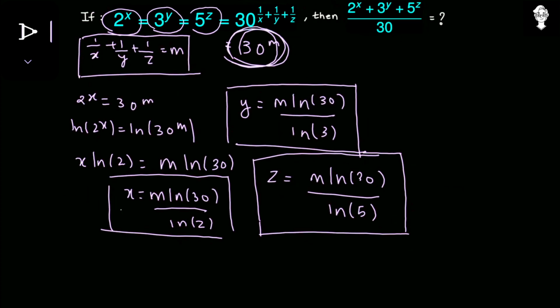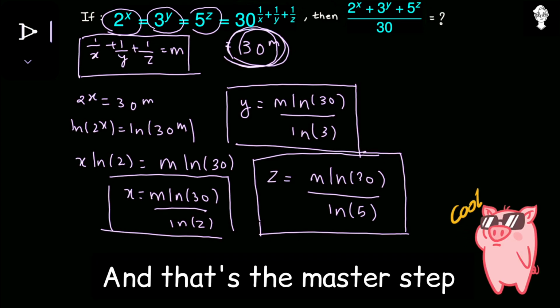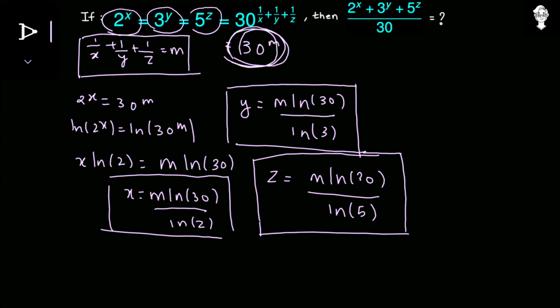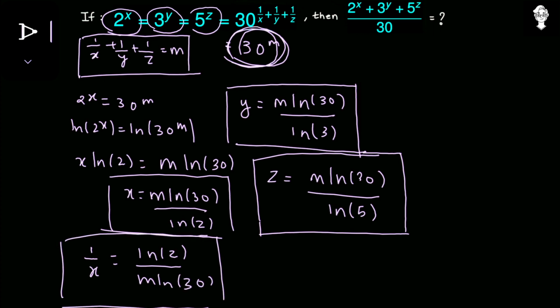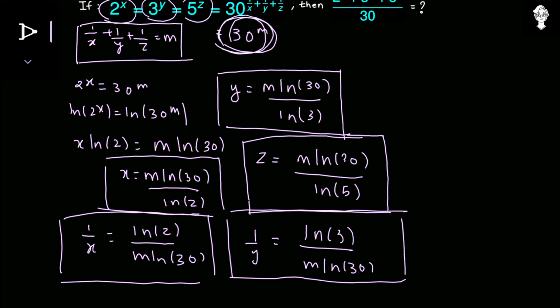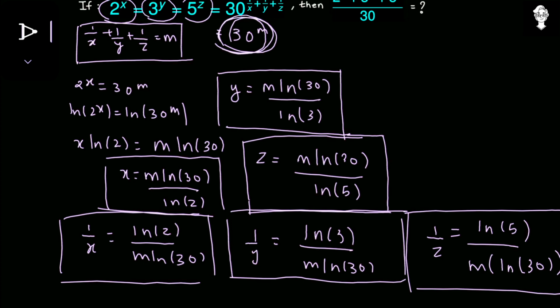So here we have three equations, containing the value of x, the value of y, and the value of z. Now what I will do is take the reciprocal of these three equations and add them. So the reciprocal of the first equation will turn out to be 1 upon x, which is equal to natural log of 2 upon m times the natural log of 30. This is the value of 1 upon x. The reciprocal of the second equation would be 1 upon y, which is equal to natural log of 3 upon m times the natural log of 30. And now the reciprocal of the third one: 1 upon z would be equal to natural log of 5 upon m times the natural log of 30. So here we have the reciprocals of these three equations. Now we will add them.